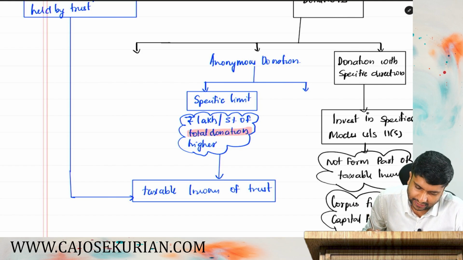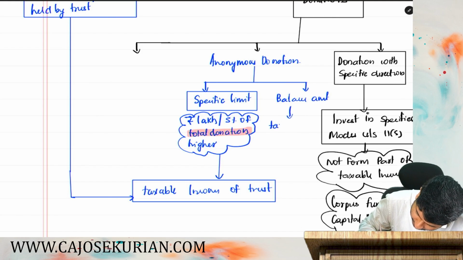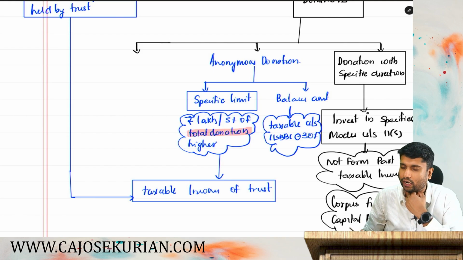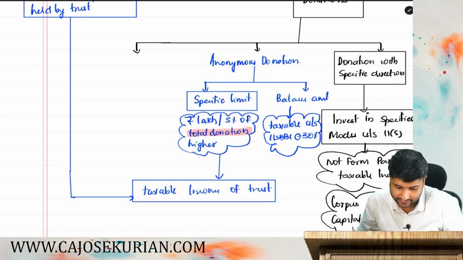Now, listen, how about the remaining portion? The balance amount has to be taxable under section 115BBC at 30%. The balance portion has to be taxed under 115BBC at what rate? At 30%. This is what the department says.